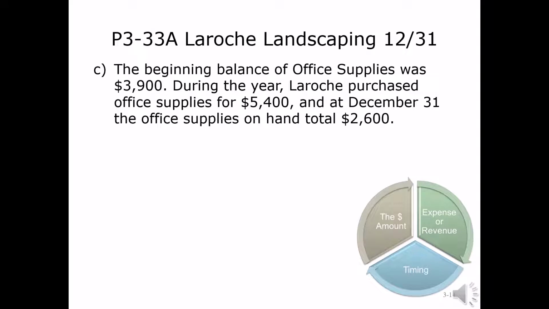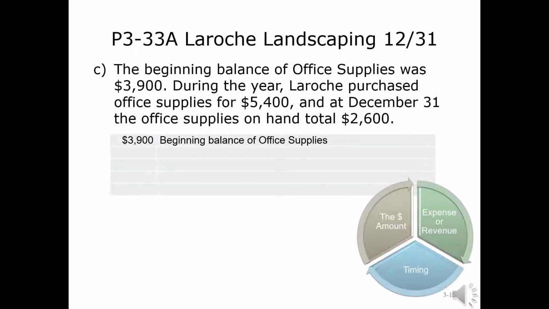Timing here isn't as much of an issue as what the amount is. The timing is at December 31, what amount of office supplies have we used up? That's the big question. What did we use between the beginning balance and the ending balance on December 31? Let's take it one step at a time. First of all, we know that our beginning balance was $3,900.